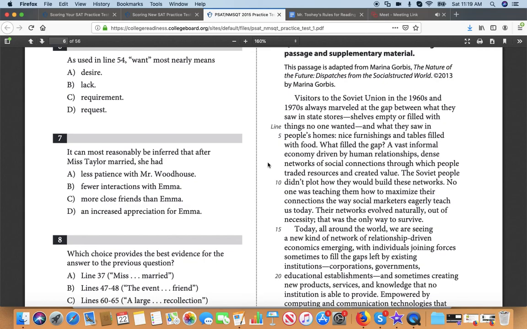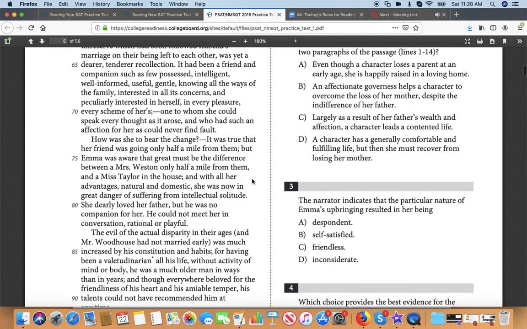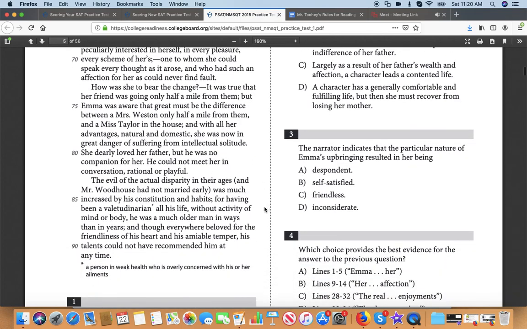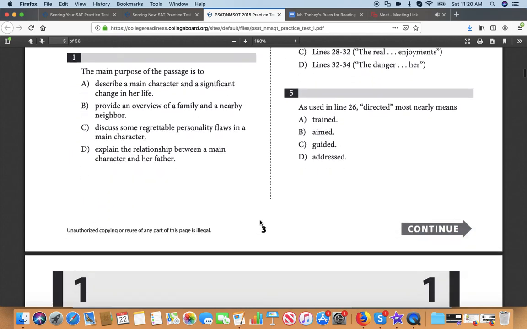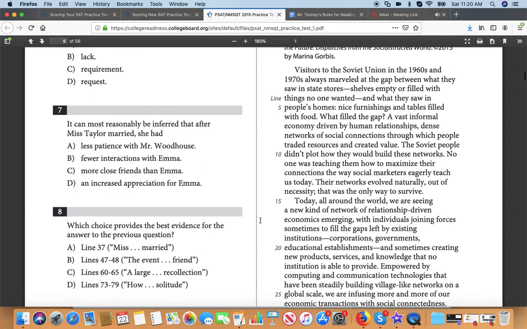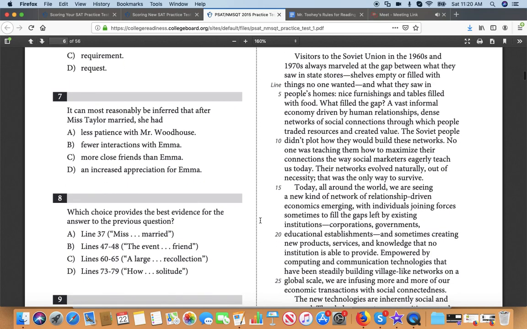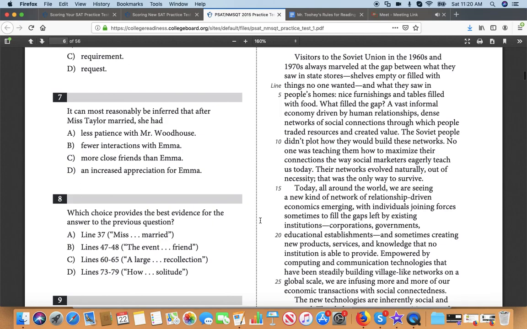It can most reasonably be inferred that after Miss Taylor married, she had an increased appreciation for Emma. Can that be inferred? Probably not. I don't see evidence for it. I would assume she would have had an appreciation for her, but it doesn't say that anywhere. It may be true with these fictional characters, and that's reasonable sounding enough, but is there evidence for it? We've got evidence for B. I just don't see any evidence for D. Go with what you know. So go with B. And it's B. Cool. Does that make sense?